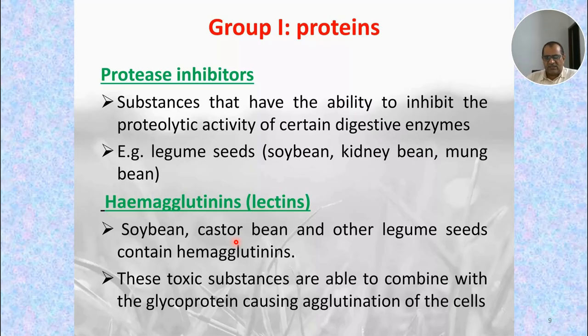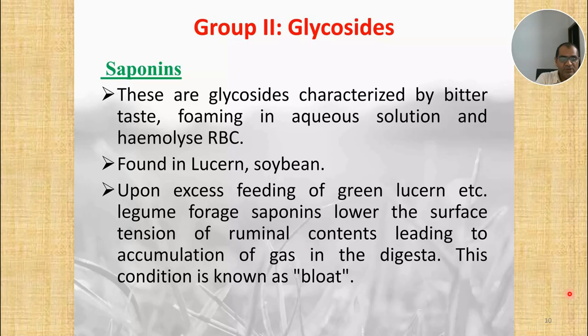So what are these substances going to do? They are going to inhibit or combine with the glycoprotein, which is causing agglutination of the cells. So the mechanism is like this, and the hem means it is the erythrocyte. It's related to the erythrocytes, and these all belong to the category of the lectins. So the lectins are also important substances which cause the hemagglutination inhibition.